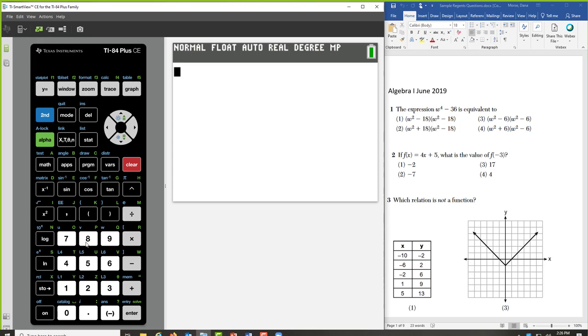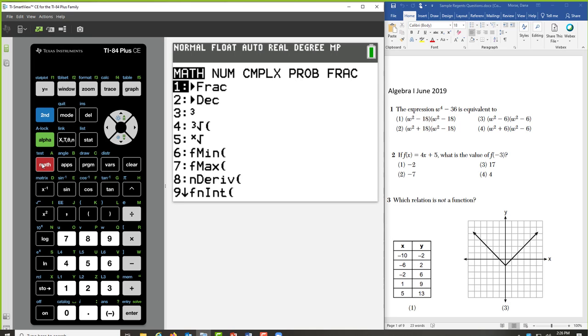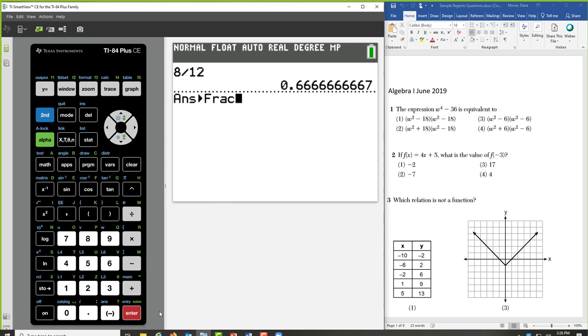Back in the day, I taught fractions by doing 8 divided by 12. I'd press enter and they'd get this decimal. And then I learned a shortcut. I learned that you could press math and there was this fraction tool that would take any answer that you had and convert it to a fraction. Look at that. That 2/3 looks really pretty. Much better than how I typed it in.